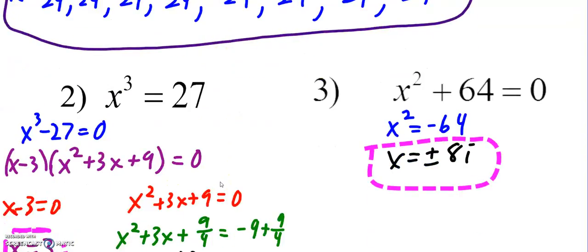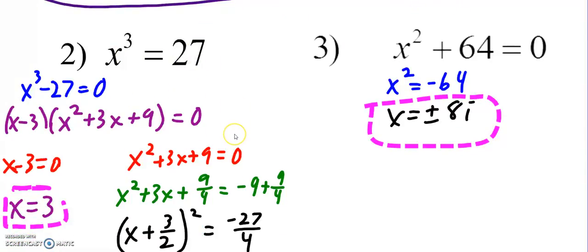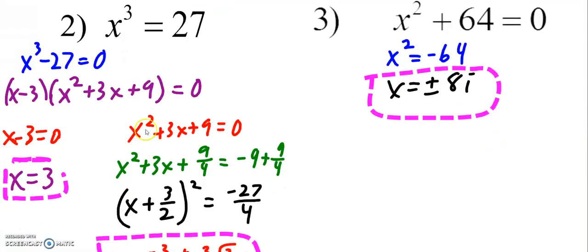Okay, moving on. x cubed equals 27. So if you just took the cube root of this and said 3, that's one of your 3 answers. Remember, because this is x cubed, I should have 3 answers. So I'm going to subtract the 27, factor this as the difference of cubes, (x minus 3)(x squared plus 3x plus 9), set each factor equal to 0, x minus 3 equals 0, and I get x equals 3. That was one of my answers.